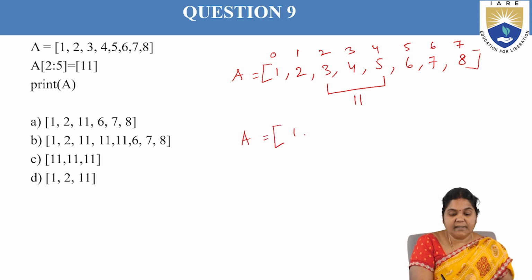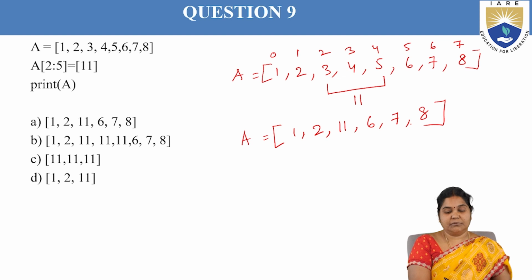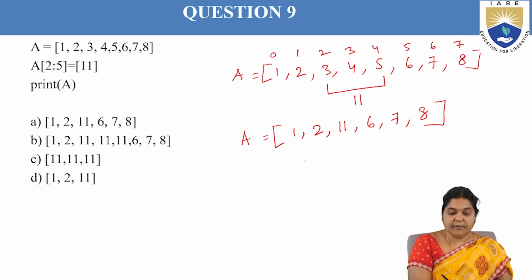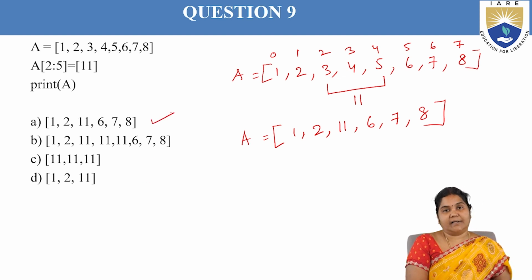So here we will get the output as 1, 2. Then this 3 is replaced by 11. Then you have 6, 7 and 8. So this is a similar question to the earlier one. So here the output will be 1, 2, 11, 6, 7, 8. So among the answers, A is the correct one.